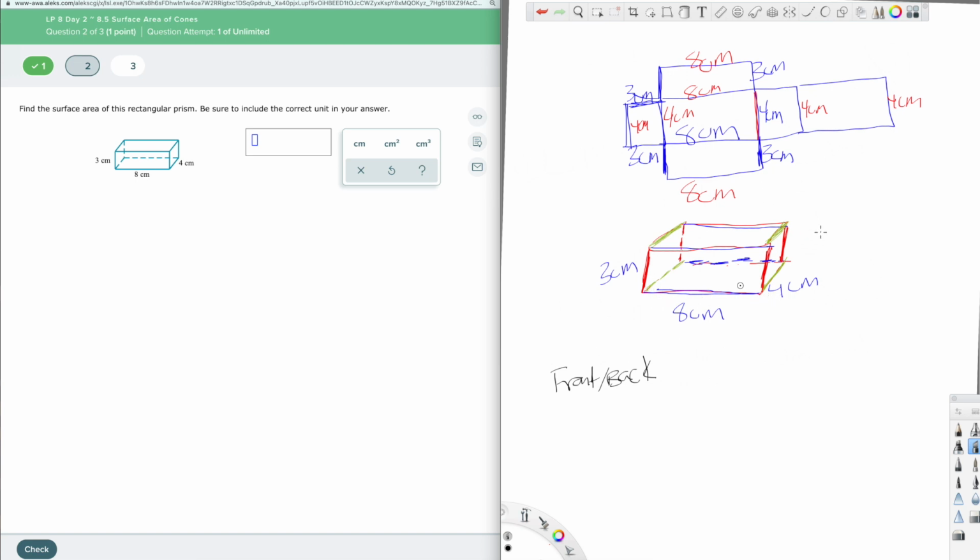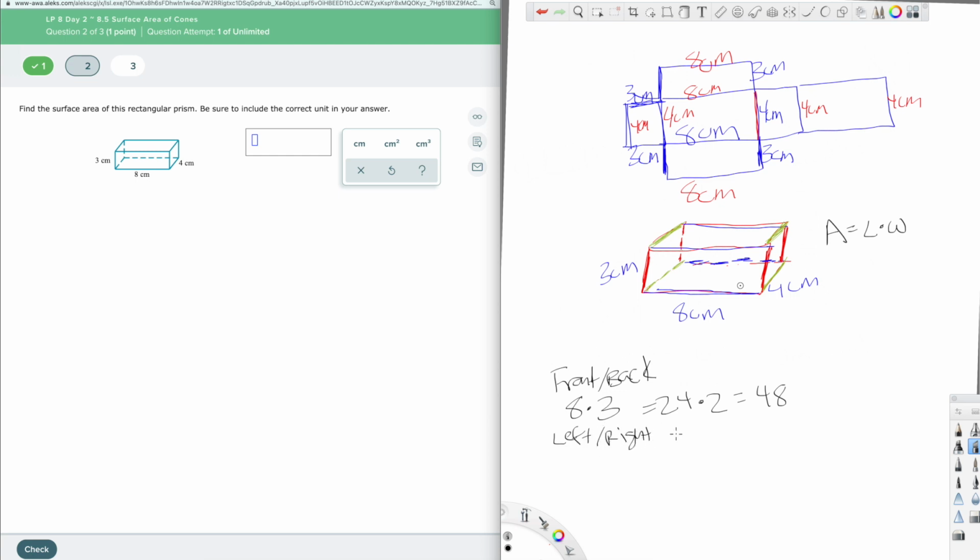So to find the area of a rectangle, we go length times width. So if I want to do the front or the back, I'm going to have 3 for the height, or I can say length and width if I'm thinking of it flat. So 3 times 8, or 8 times 3. So that equals 24. I have a front and a back, so I'm going to multiply by 2, so that gives me 48. All right, and then I have the left/the right side.